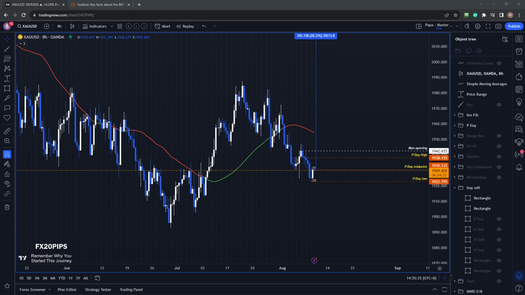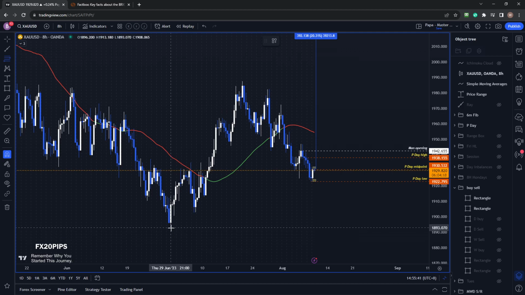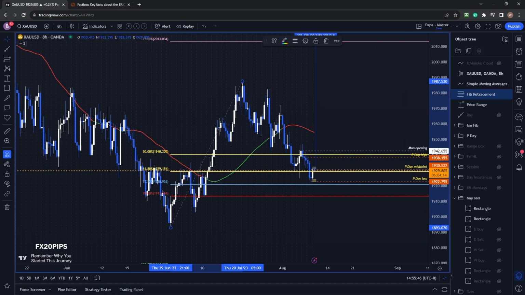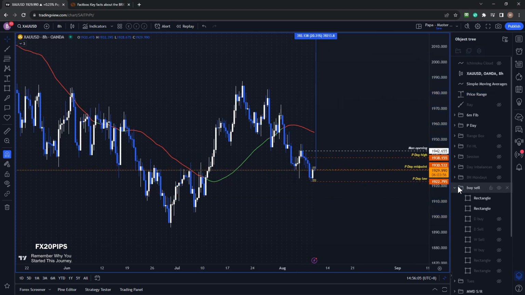I do not know, but if I use a fib, which leg do you want to use? Let's use this one. Okay, I think we've done this earlier on, isn't it? Low, high. So it is about 70.5% here. All right. How far can it drop? Well, 1913 or 19,000. Okay.